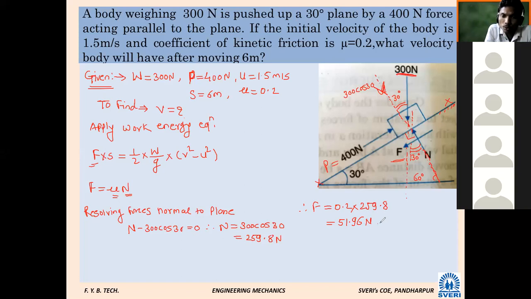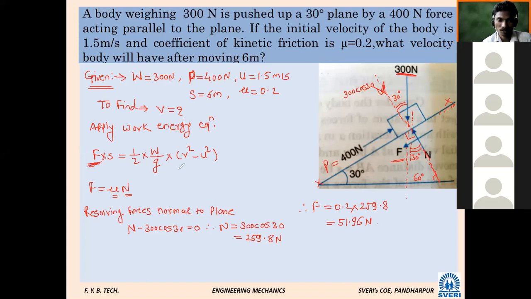Work done by the force, how is the force applied? Along the inclined plane. Means whatever work energy equation we are going to apply, it should be along that inclined plane. Here F does not mean only one force. All forces we have to consider.